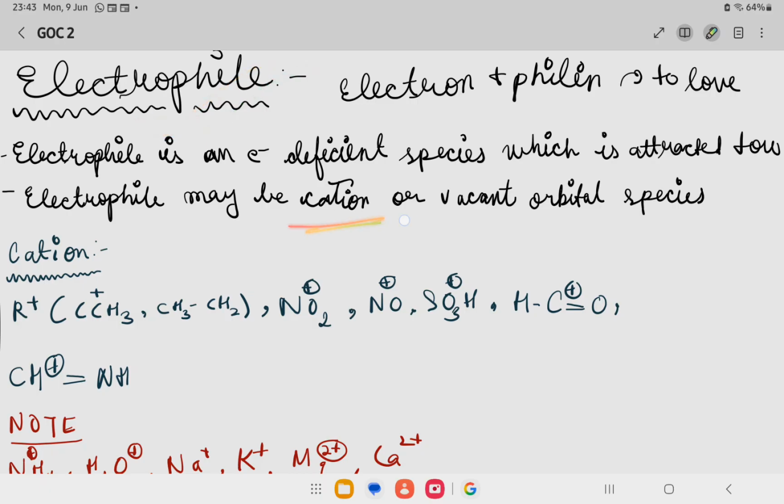Electrophile may be a cation or a vacant orbital species. A cation like Na plus is one electron deficient, hence it wants to have stability in its life, and to have that stability it will want an electron so that it can get stabilized, hence it loves electrons. That's why it is known as electrophile.